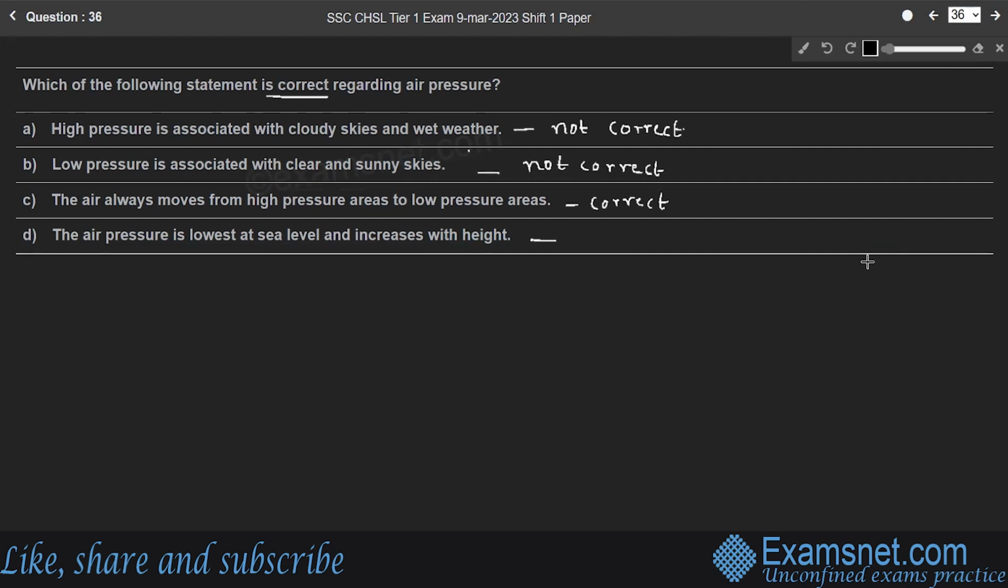So the air pressure is highest at sea level and decreases with height. This is due to the weight of the air above compressing the air at the lower level, like sea level, making it denser and therefore exerting more pressure. As you go higher, there is less air above you, so the pressure decreases. For this reason, it is difficult to breathe in the hilly areas and mountains. Therefore, option D is also not correct. Not correct. Therefore, option C is the right answer, which is a correct statement.